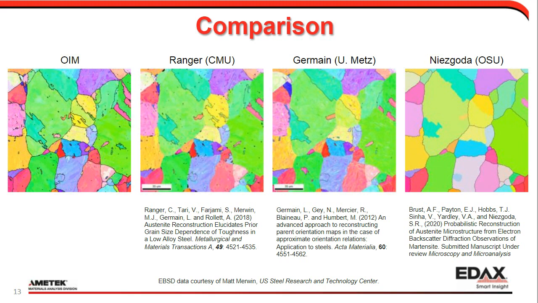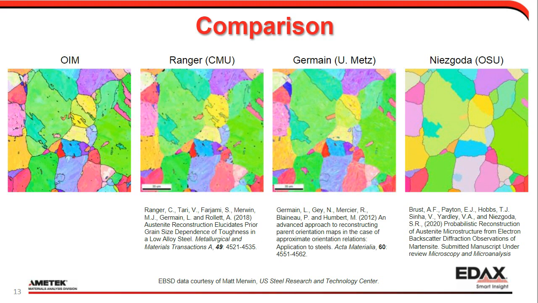There's some new work by Stephen Niezgoda and Eric Payton and others at Ohio State, and you can see theirs is a little different, but the basics are there, especially in terms of, say, average grain size. I think if you had a larger area scanned, then the grain sizes would probably match up pretty well on average. This data that we're using is courtesy of Matt Merwin at the U.S. Steel Research and Technology Center.